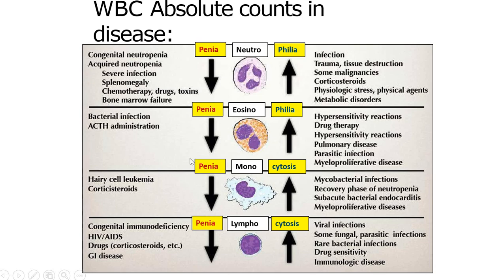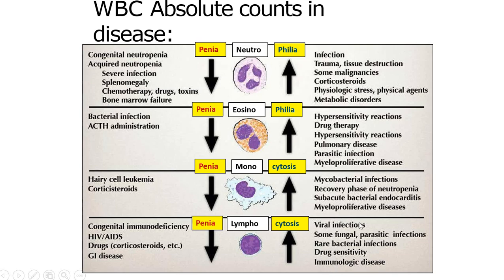Monocytosis, sorry, we'll go to monocytopenia. You see it in post-corticosteroid therapy and a condition called hairy cell leukemia. And monocytosis, that is increase in the monocyte count, you see in post-mycobacterial infections, in subacute bacterial endocarditis, certain myeloproliferative disorders. Lymphocytosis, you see it in viral infections, certain fungal parasitic infections, drug hypersensitivity, and certain immunological diseases.